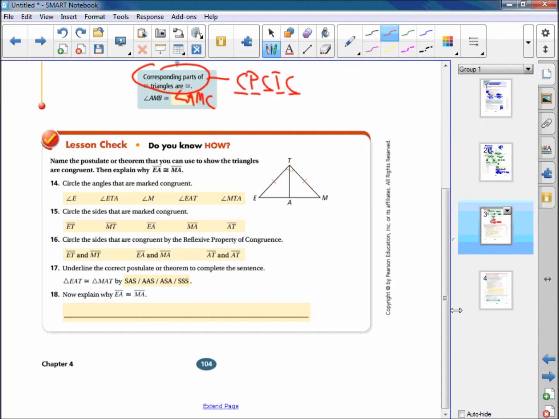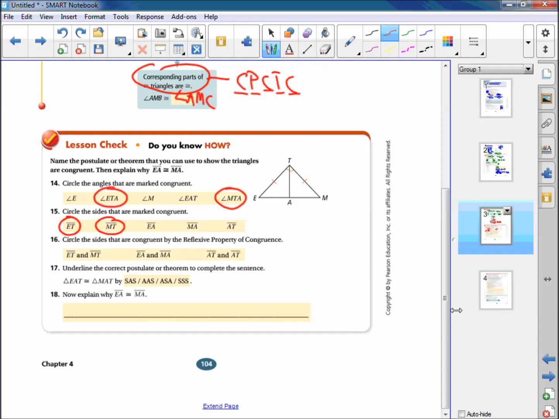Name the postulate or theorem that you can use to show the triangles are congruent, and then explain why EA is congruent to MA. So circle the angles that are marked congruent. Right now we have ETA and MTA marked congruent. Circle the sides that are marked congruent. Right now we have ET and MT marked congruent.